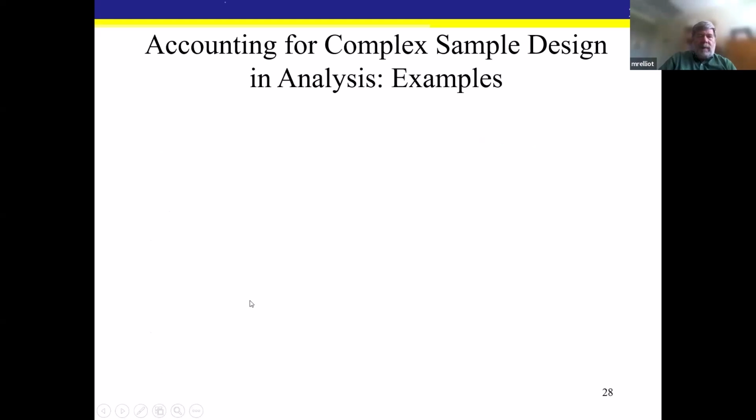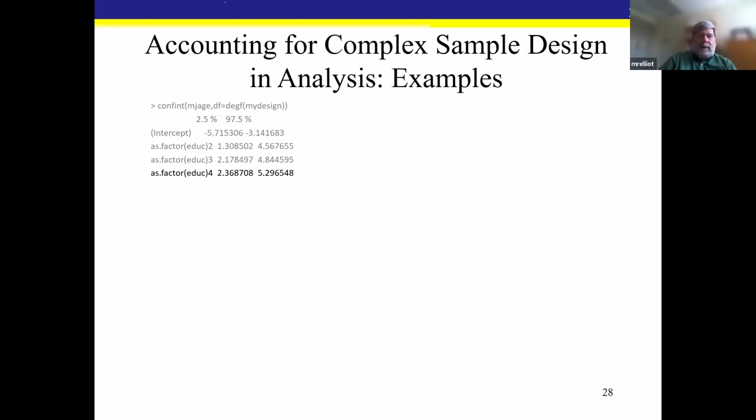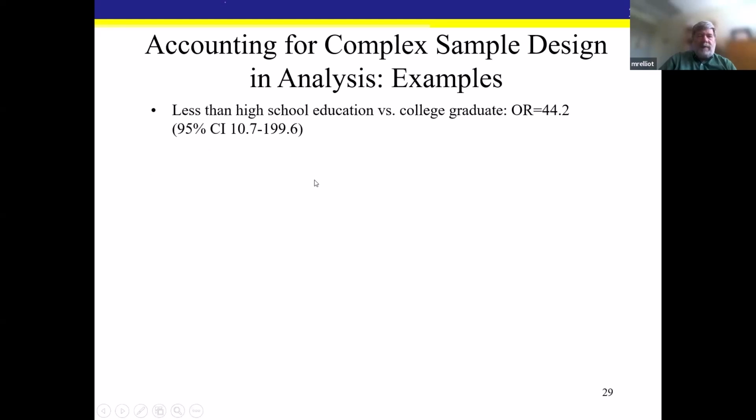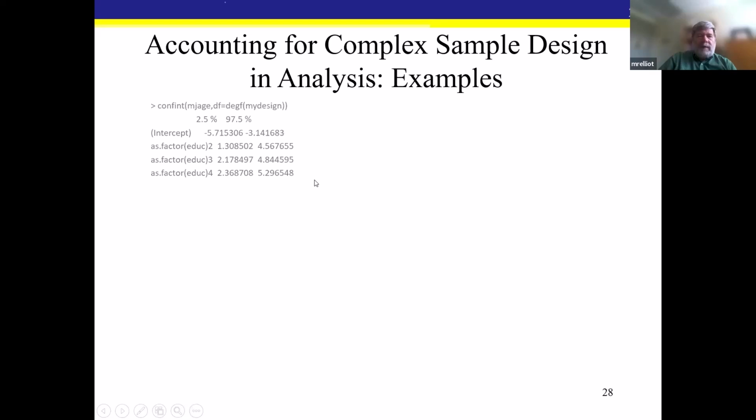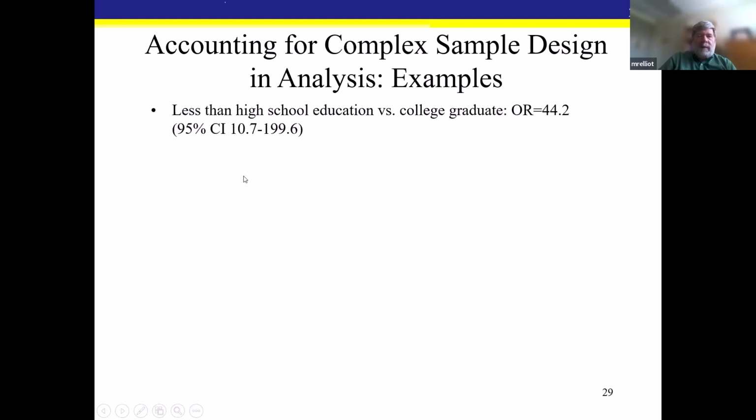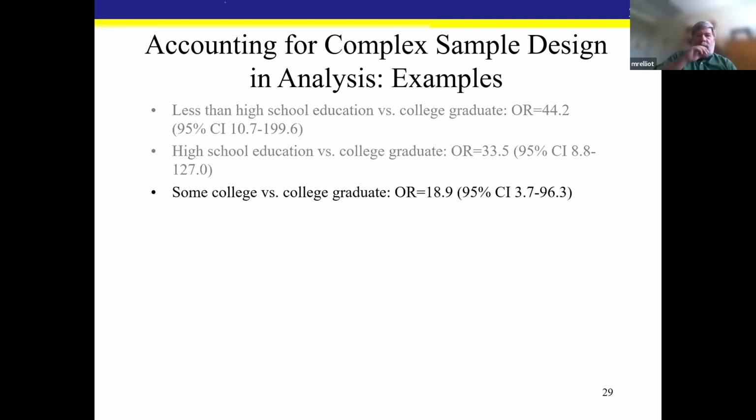Again, I can use the confint function to get the confidence intervals associated with it. These are all on the log odds scale, so I convert them to odds ratios. I get some pretty big odds ratios, although there's a lot of variability in there.